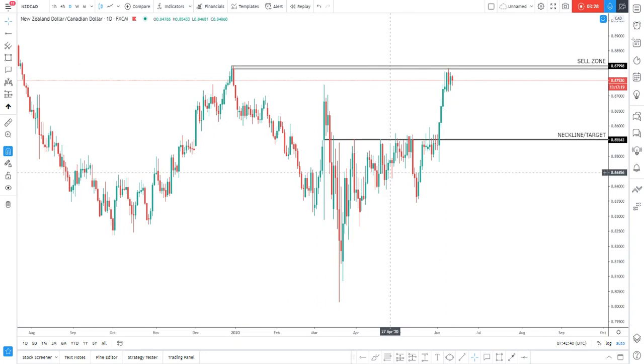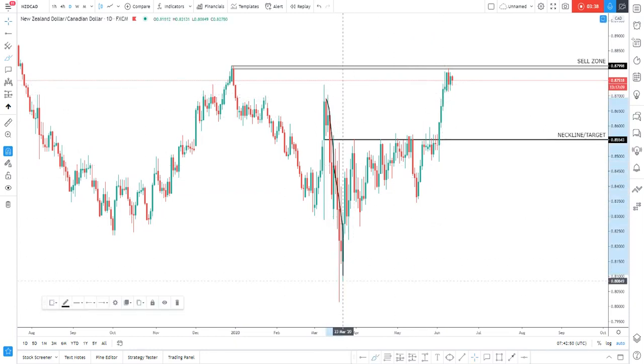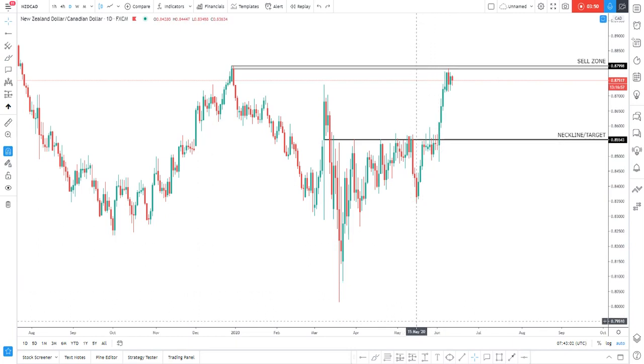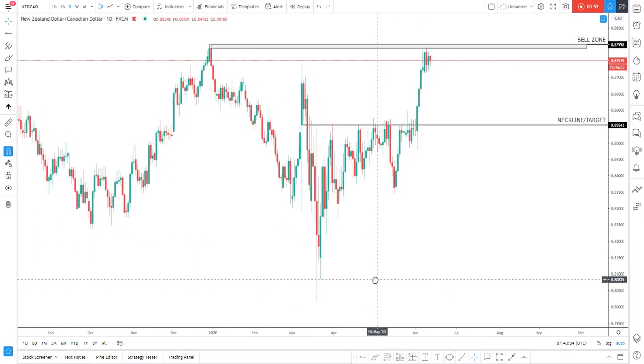Also, if we look closely on the daily time frame, this is also a W formation. One, two, three, and a move to the upside. Let me mark that out with the brush so we can all see it clearly. So it's a W formation also with an expected tendency to move back into the neckline. We see these patterns form over and over in the markets.